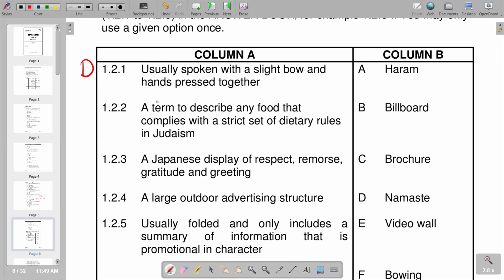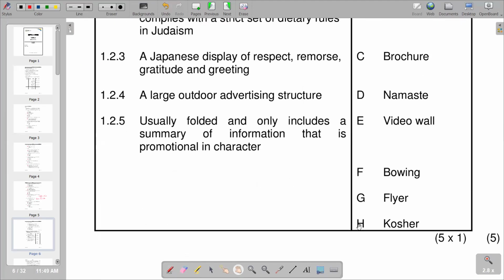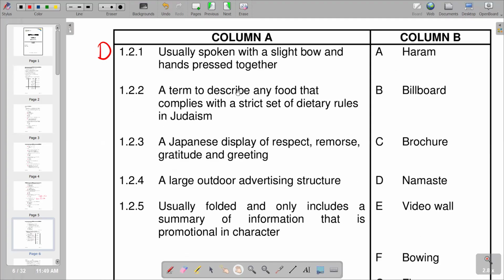Then 1.2.2, a term to describe any food that complies with a strict set of dietary rules in Judaism. We see which one is the correct one. Again, remember we've got a range of responses going up to H. So you see that the correct response there is H, which is the kosher, a term to describe any food that complies with a strict set of dietary rules of Judaism. Then we have 1.2.3, a Japanese display of respect, remorse, gratitude, and greeting. So this is bowing, which we have on F.